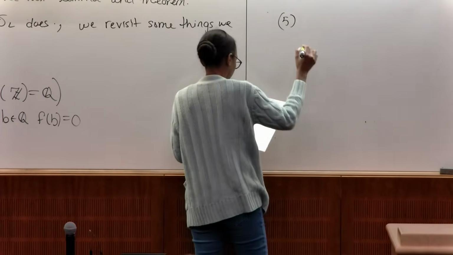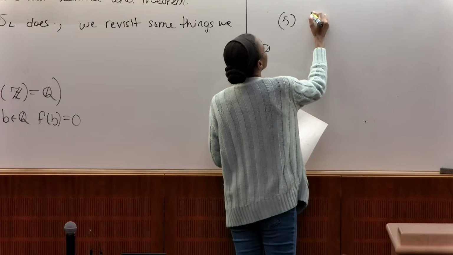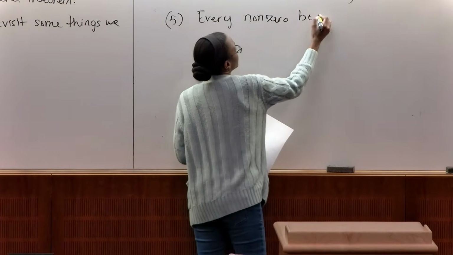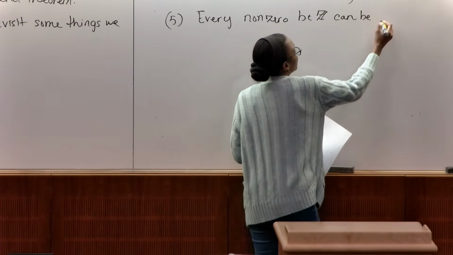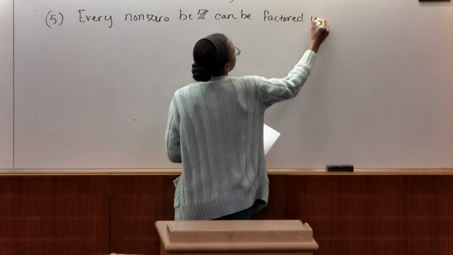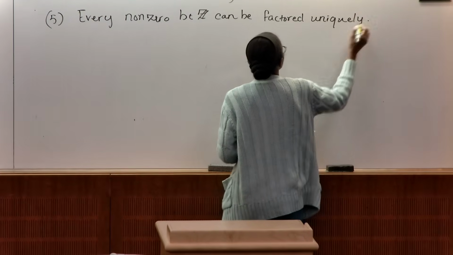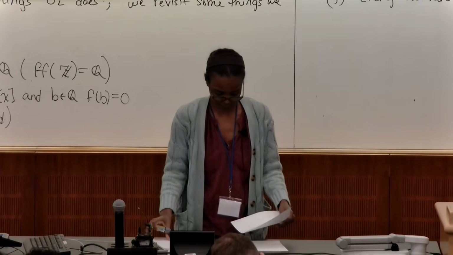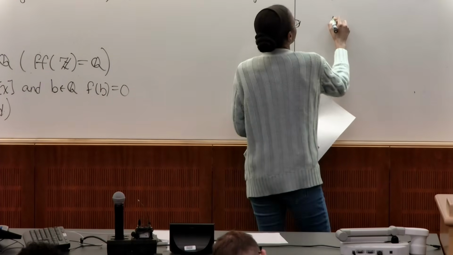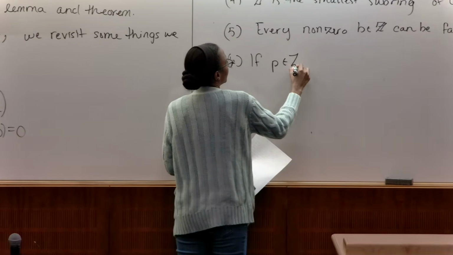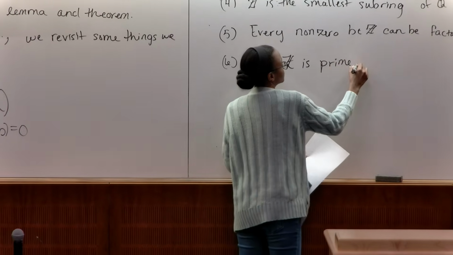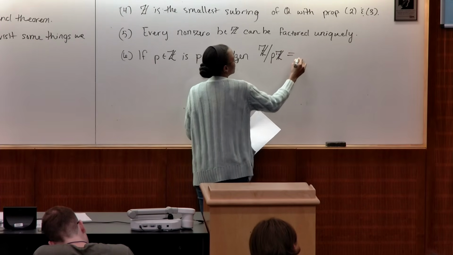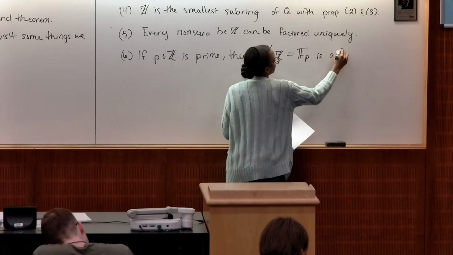Fifth. Every non-zero integer can be factored uniquely. It's the fundamental theorem of arithmetic. And sixth, if P is a prime, then the quotient ring Z mod PZ is a field.